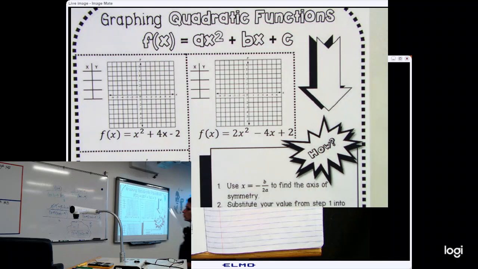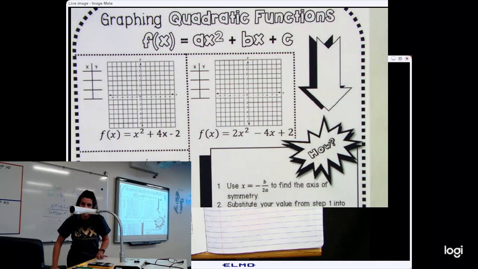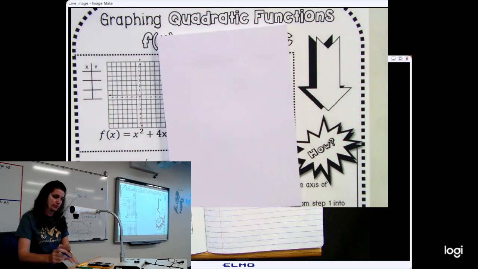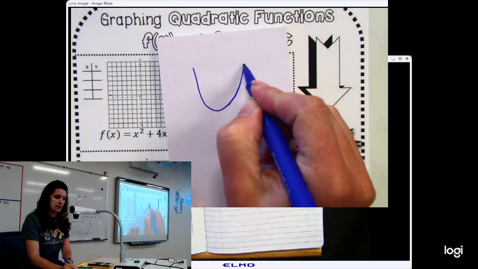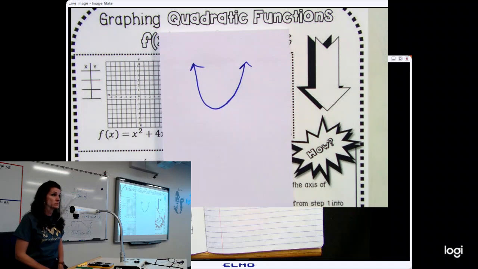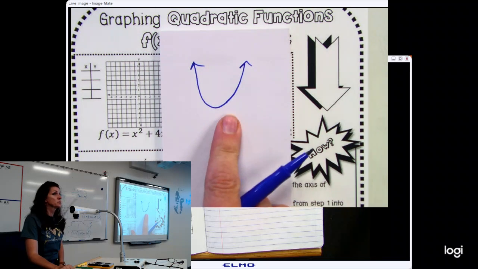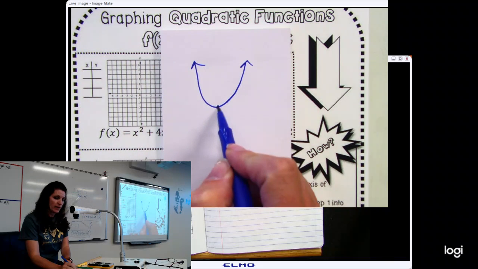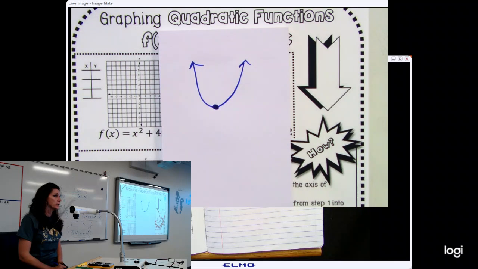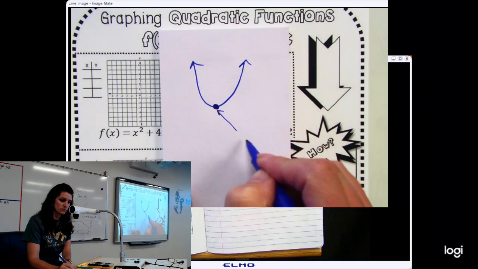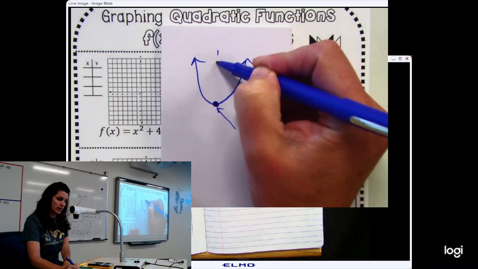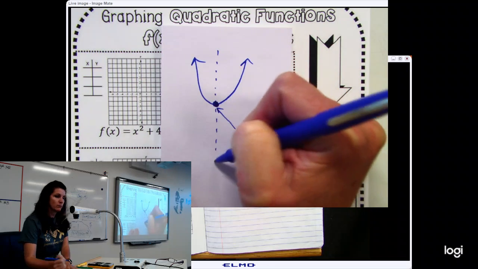Okay, graphing quadratic functions. Let's review just a little bit of what we did yesterday. Do you remember it had graphs of parabolas? Does this one have a max or a min? Minimum, right? It has a lowest point. And do you remember the name of that lowest point? Vertex. And then I graphed a line. What was that line called?